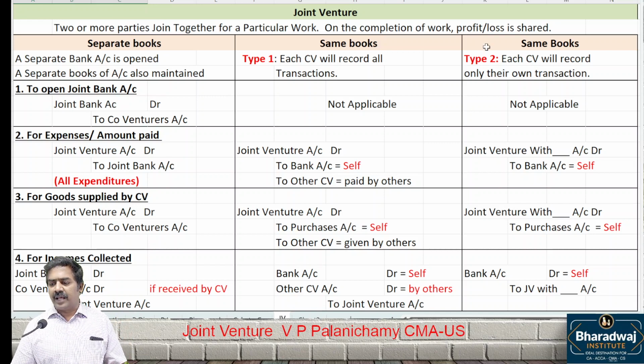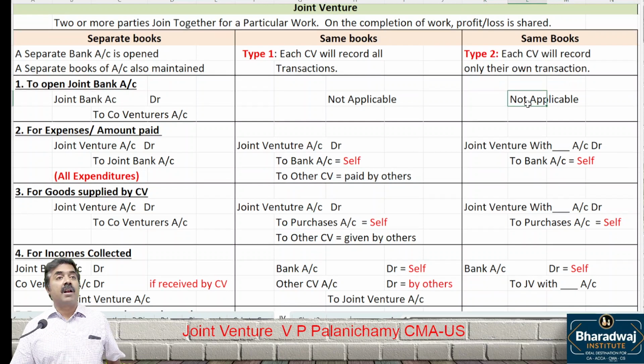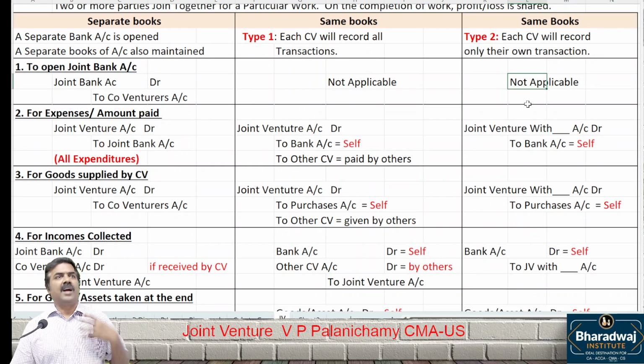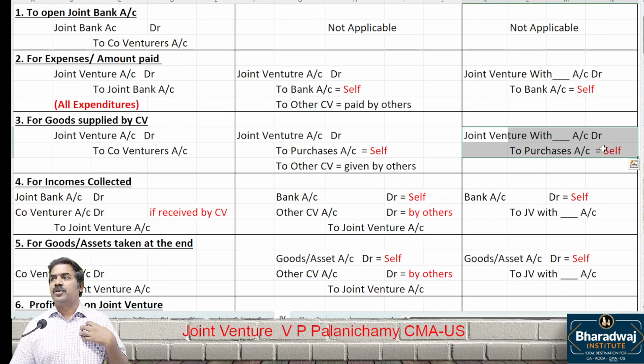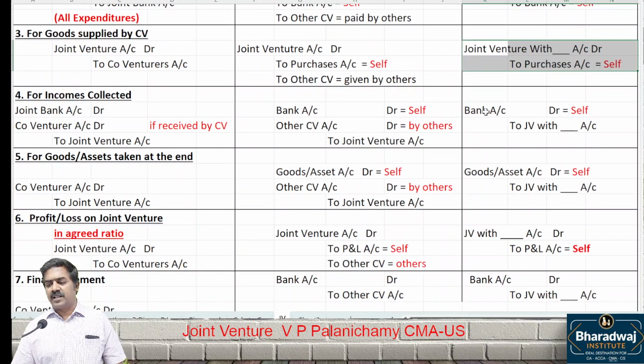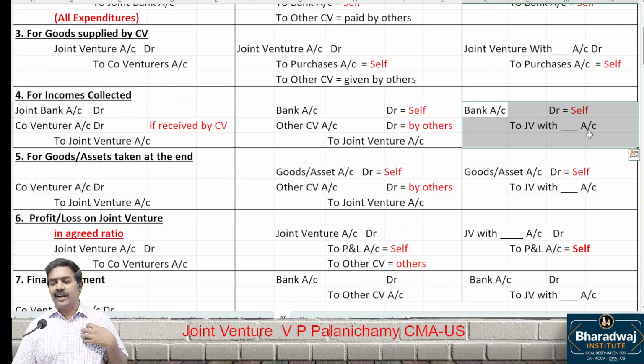Look at type 3, type 2. Each co-venturer records only their own transactions. I will record my expenses only. What is the entry? Joint venture with you account, debit to bank. You will pass joint venture with me account, debit to bank. Then whenever I supply goods, what is the entry I'll pass? Joint venture with B account, debit to purchases. Whenever you are supplying, you will pass joint venture with, to purchases. Whenever I collect income, I'll record my income only. Whatever I've taken over only, I'll record it.